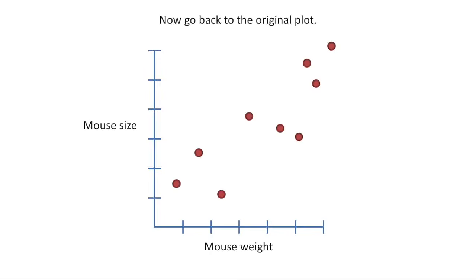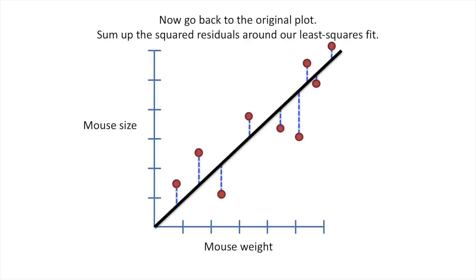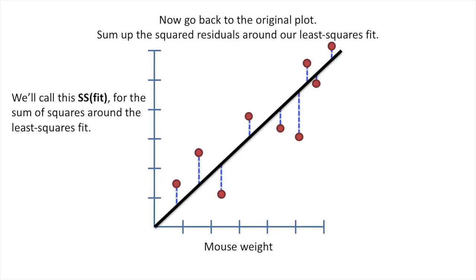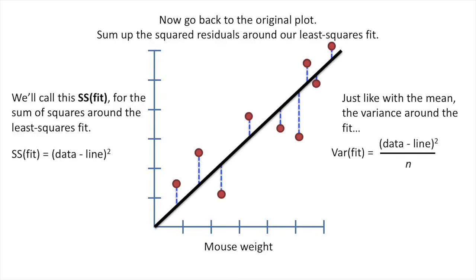Now go back to the original plot and sum up the squared residuals around our least squares fit. We'll call this Pfit for the sum of squares around the least squares fit. The sum of squares around the least squares fit is the sum of the distances between the data and the line, squared. Just like with the mean, the variance around the fit is the distance between the line and the data squared, divided by n, the sample size.